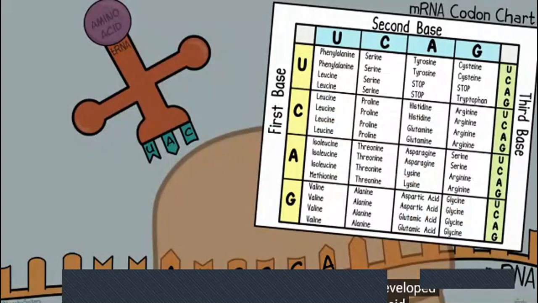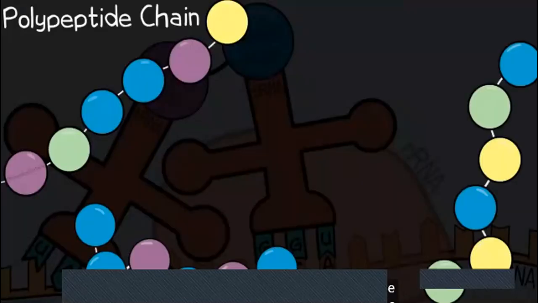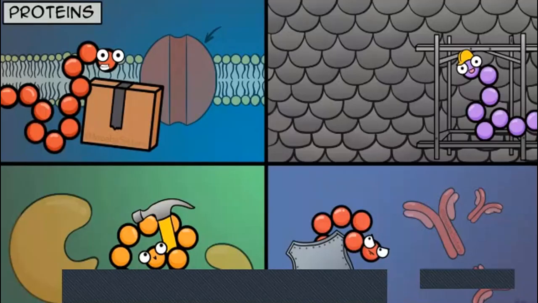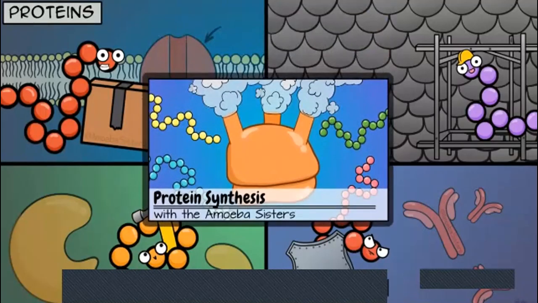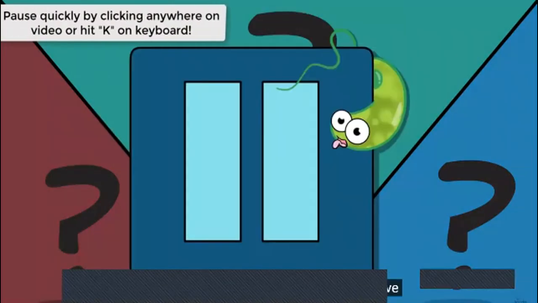Codon charts using mRNA codons have been developed so that you can actually see which amino acid is brought for each mRNA codon. When those amino acids are joined together, they make a polypeptide chain. Proteins are made of one or more of these polypeptide chains, and proteins have tons of different roles. But we don't want to spoil it. Check out more in our protein synthesis video. Before we go, let's try a little 3-question quiz, shall we? Just pause it after the question so that you have time to think about it.